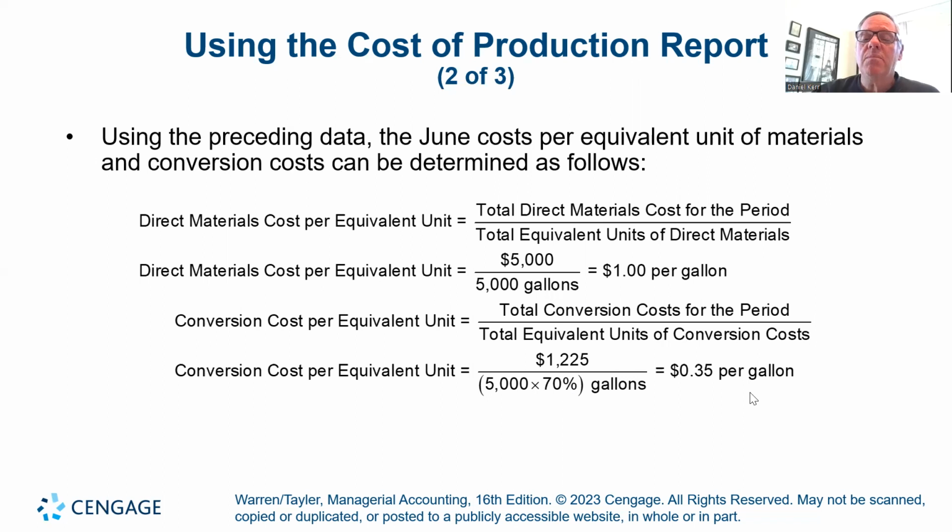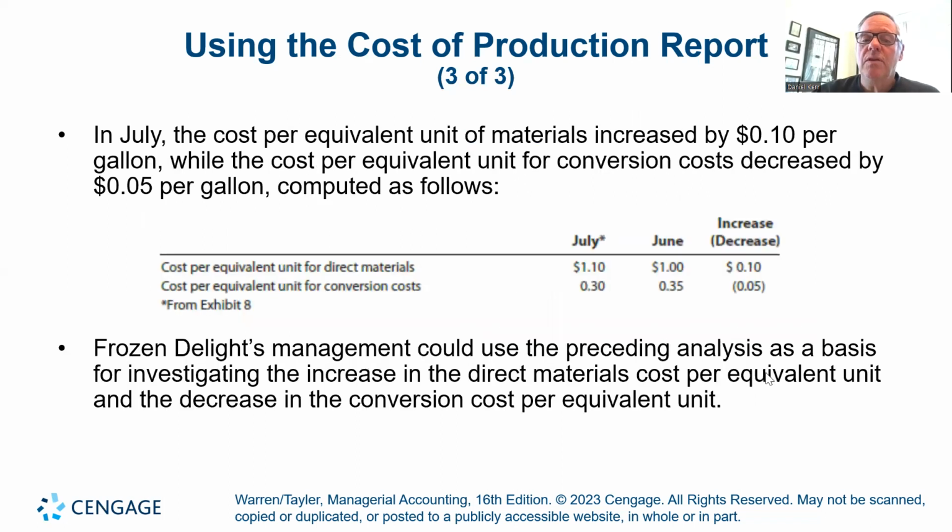So that is, we're going to compare June and we're going to compare July. So your inventory as of July 1st is the same thing as your inventory at the end of June. So you can assume that that inventory reflects our June costs, right? So the June costs were $1 for materials and 35 cents for conversion.